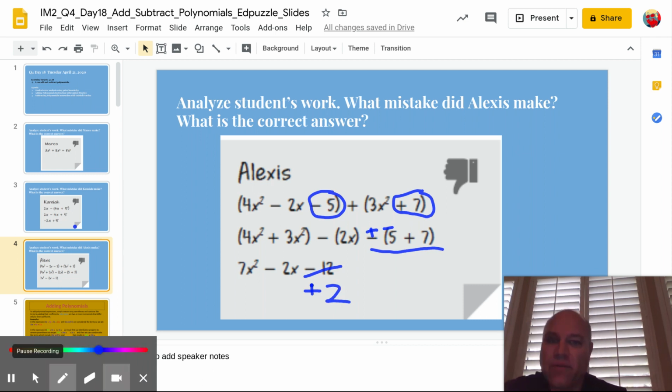Alexis' mistake was when she combined the negative 5 and the 7, she put minus, and then she put positive 5 plus 7 there. She should have actually said plus, and then in the parentheses, she should have had negative 5 with 7. I don't really like her process and how she did things. We'll be talking about this today as we go through the lesson, how I'd like you to show it. Ideally rewriting everything using addition. So we'll talk about that in the lesson today, but the answer should have been 7x squared minus 2x plus 2.